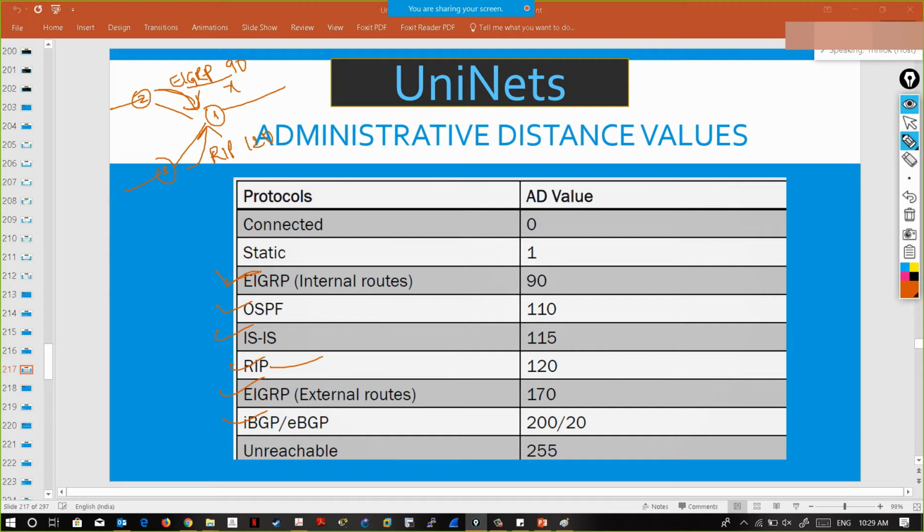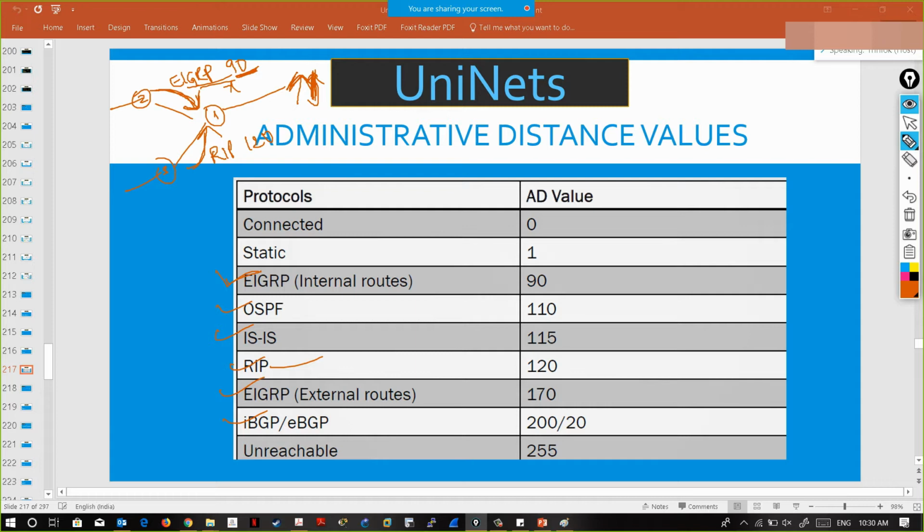It is also saying the same thing: if you want to reach X, you can go through me. Now my router will install only the EIGRP route because its AD value is low. Lower the AD value, more the trust.